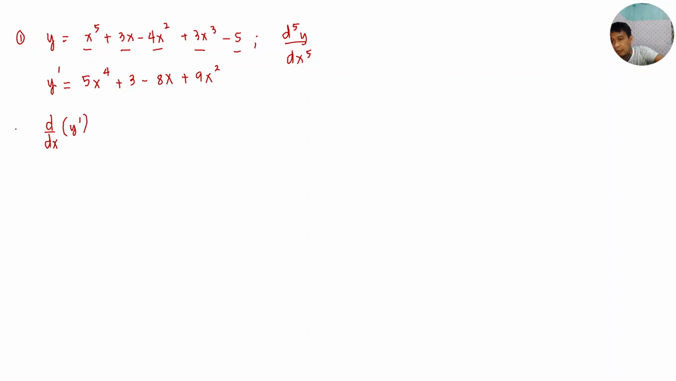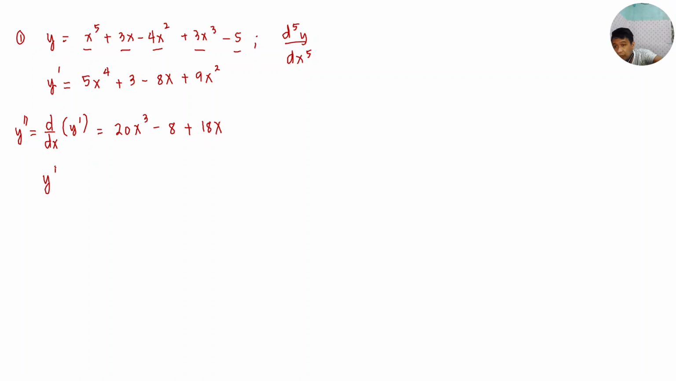Taking the derivative of the first derivative gives us the second derivative, y double prime. So taking the derivative of this one, that's 20x cubed, because 4 times 5 is 20, subtract 1 from that, derivative of a constant 3 is 0, derivative of negative 8x is negative 8, plus 18x. Subtract 1 from 2, that becomes 1 na lang, and multiply 2 by 9. So that's why it's 18x.